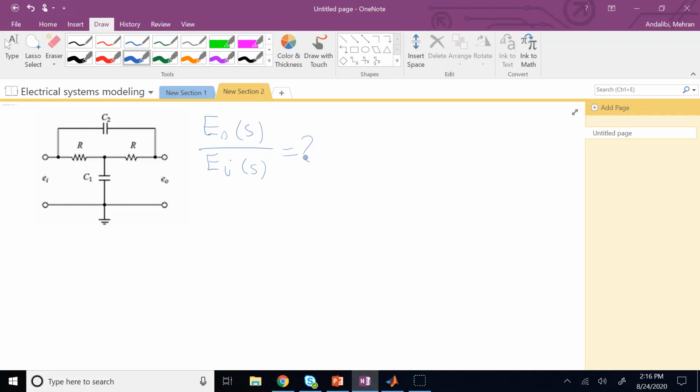So here I would call the current going through this branch I1, and I call this current here I2. Then this I1 comes to another node, so I would call this I3, and this one I can call I4. But pay attention that this I2 passes through the capacitor C2 and comes back here.